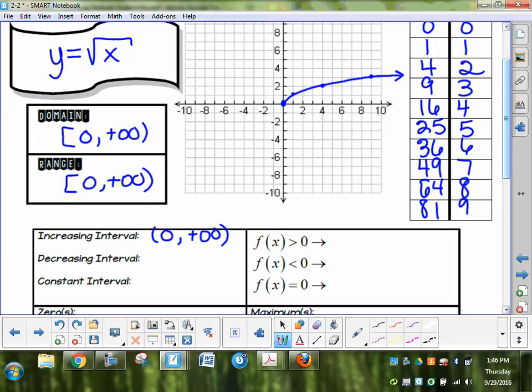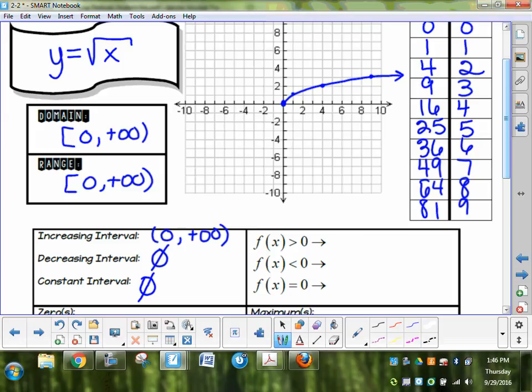When is this decreasing? Now, this is going to be an interesting one. Remember what we said. You can tell me when you think this is decreasing. It's not. It's never decreasing, so we'll give it out as a null or empty set. When is this graph constant? Never. Now, remember, that's because we can only travel from left to right. You can't go right to left.